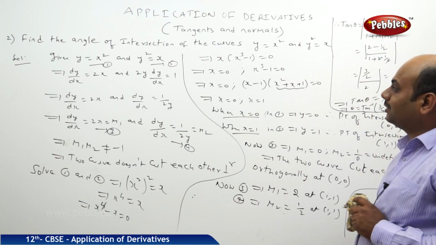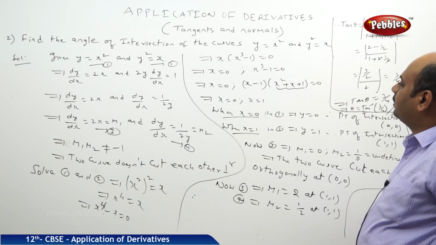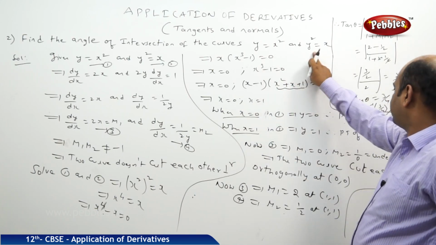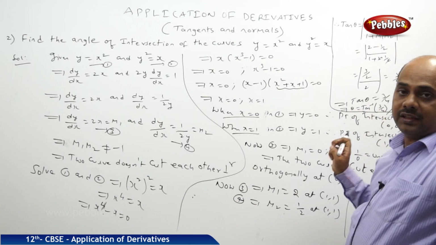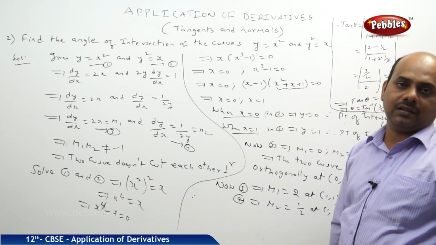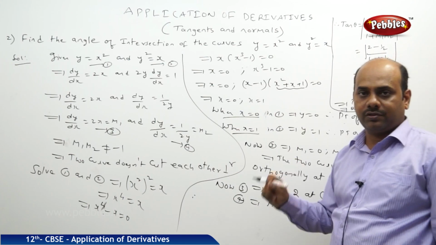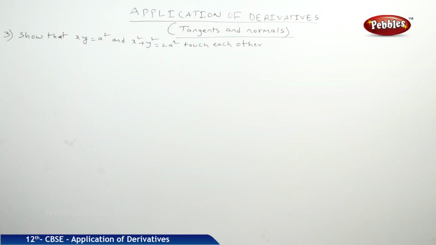So we can conclude that the angle of intersection between the two curves y is equal to x square and y square is equal to x, other than the origin, will be theta is equal to tan inverse 3 by 4. Very important problem, please note it. Right, we shall see another beautiful problem. In the first problem we had seen two curves cut each other orthogonally. In the second problem we had seen the two curves meet at some other point of intersection where we found the angle as theta is equal to tan inverse 3 by 4.